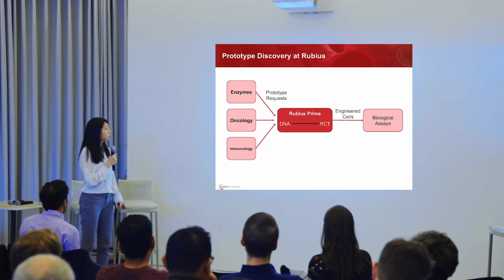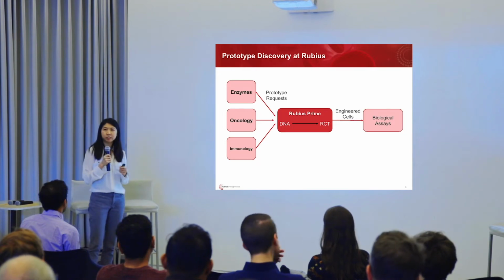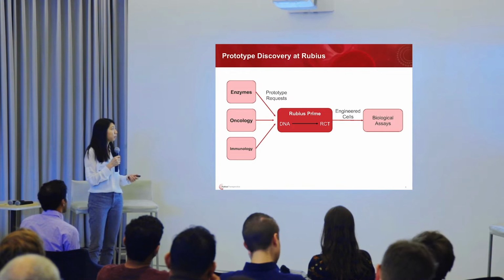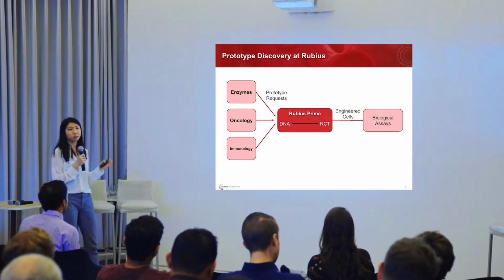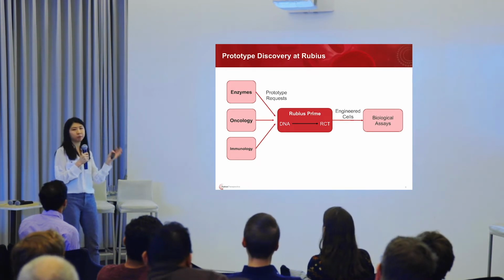Within the discovery team, we created this new group called Rubius Prime. They are our cell engineering team, and they go all the way from DNA to our engineered cell therapeutic. And our biology groups, including the enzymes, oncology, and immunology teams, put in requests to this team saying, we're interested in prototype X, Y, and Z, and they make these cells. And at the end, they pass them back to the biology teams for any biological assay activity validation.